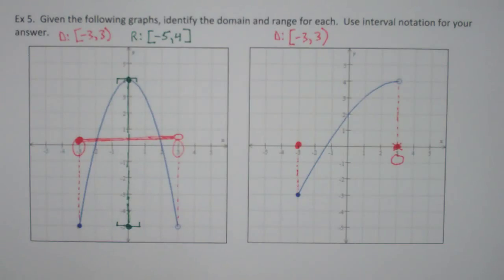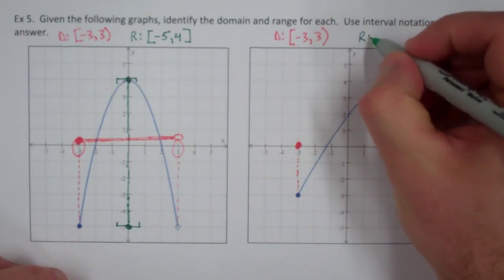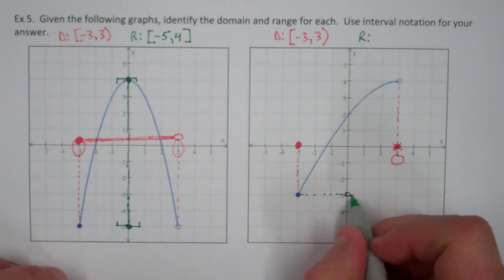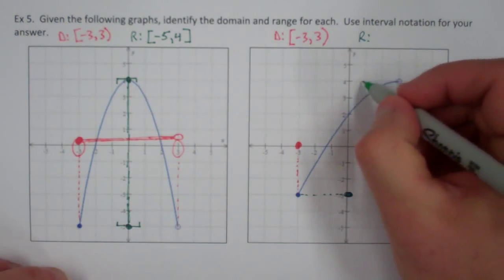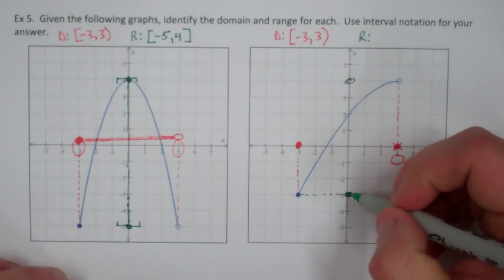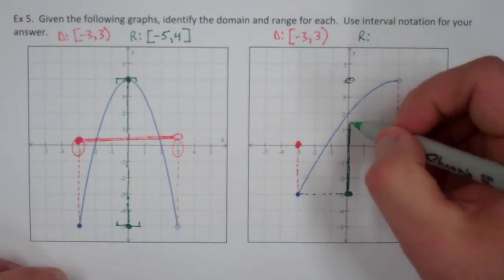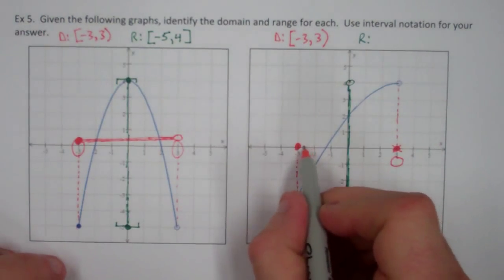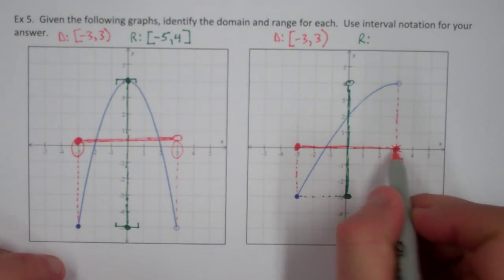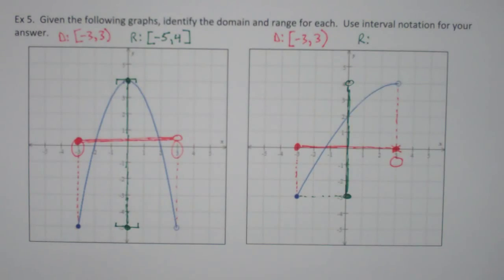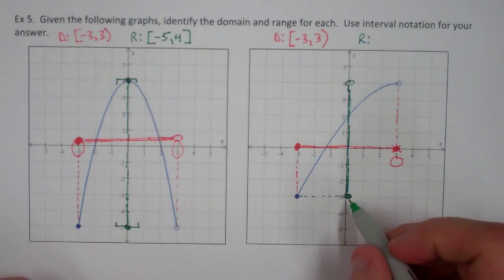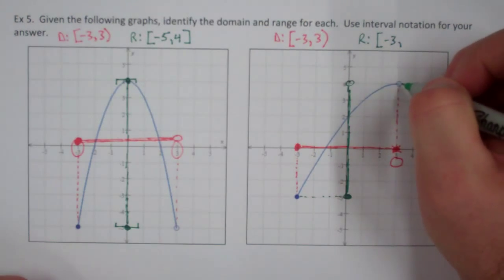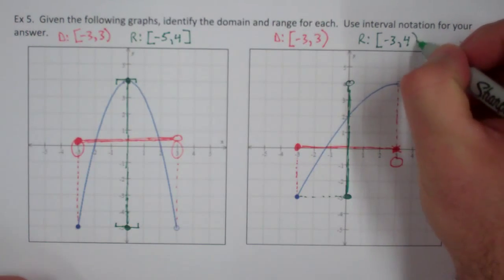Let's look at the range. The range is going to be -3 all the way up to 4. And all the values here in the middle will work. I forgot to do that for this one, so all these values will work. So if we look at a piece in green, we've got -3, including -3, up to, but not including 4.